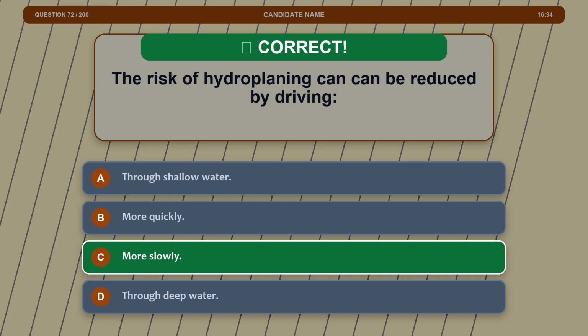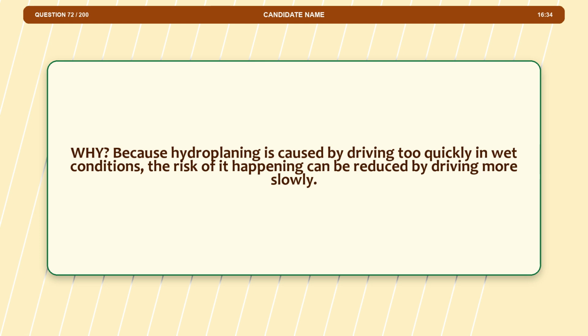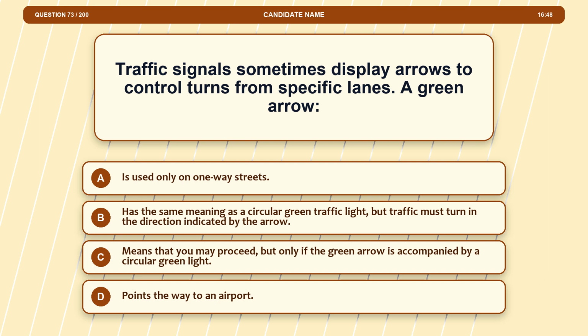The correct answer is option C, more slowly. Explanation. Because hydroplaning is caused by driving too quickly in wet conditions, the risk of it happening can be reduced by driving more slowly.